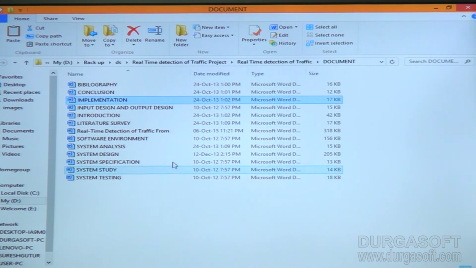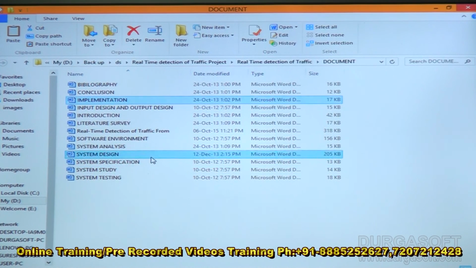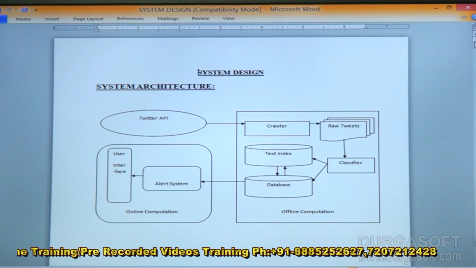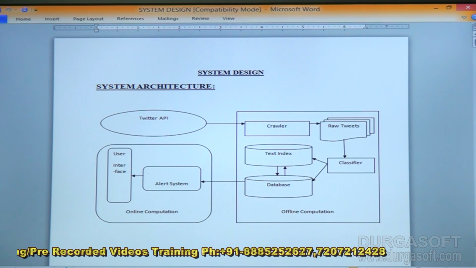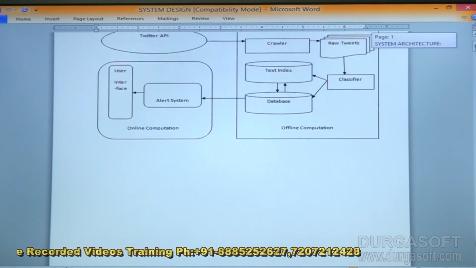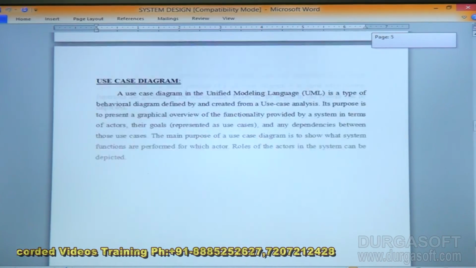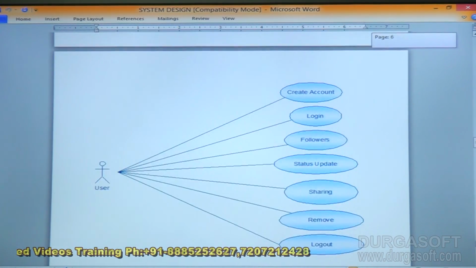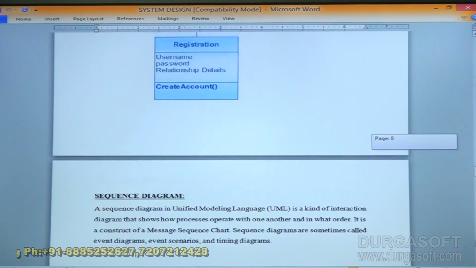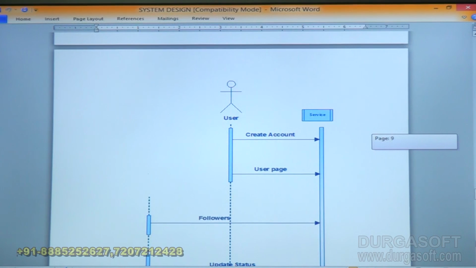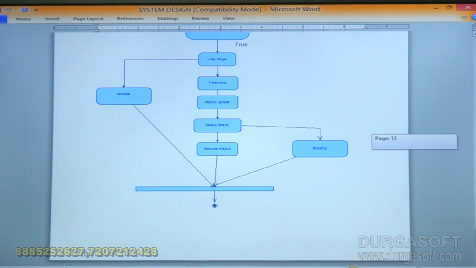We have given a lot of things, system design, everything we have specified. The diagrams, this is the system architecture. So DFD, data flow diagrams, everything we have, UML diagrams, and the use cases. As a user, create account, login, followers, how many followers we can check, status update, sharing, removing, everything. As a Twitter user I am saying that. And we can register, we can get the data, the user behaviors, everything we can find out.